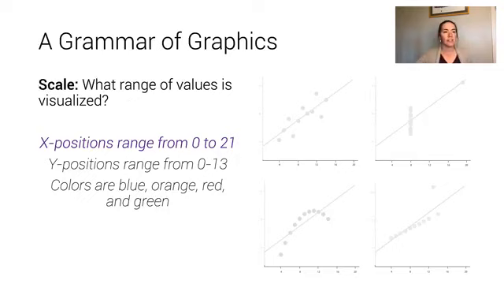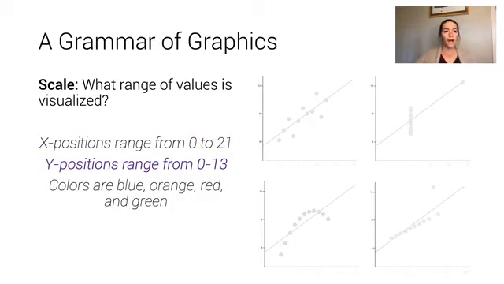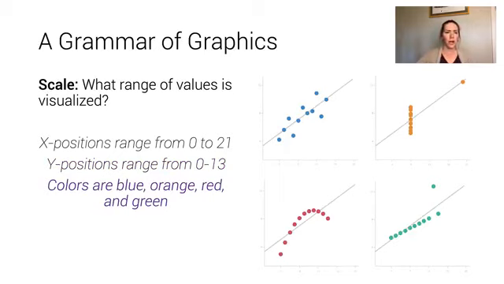Moving to the next level is our scale. So this is that idea of a mapping, which will be the subject of one of our later lessons. But how do we get from our data values to the range of values we see on the screen? So our X positions are mapped linearly from data to pixels on the range of 0 to 21. Y positions use that same mapping on a scale from 0 to 13. And the colors that we choose to use are blue, orange, red, and green to indicate our 4 different data sets.